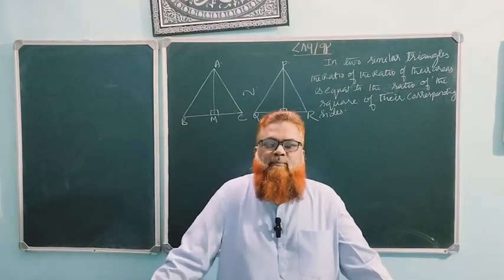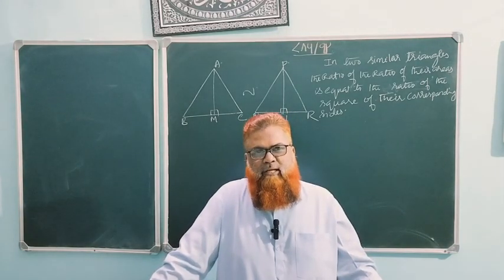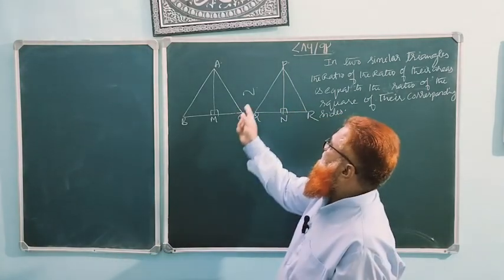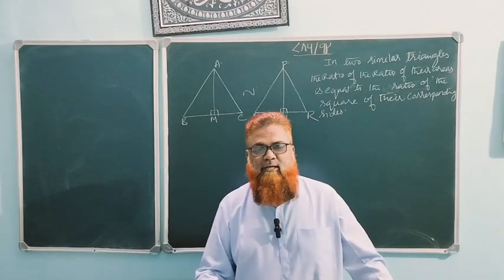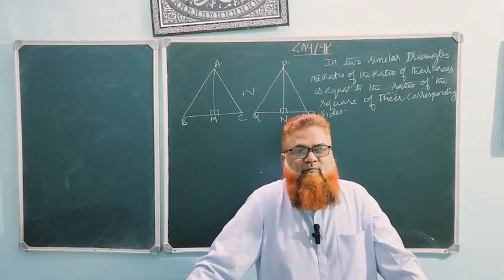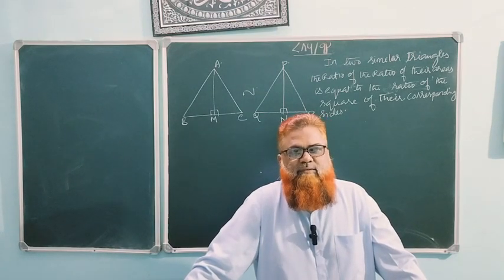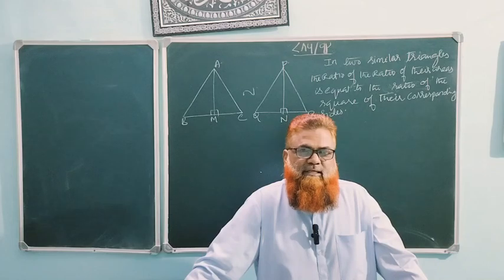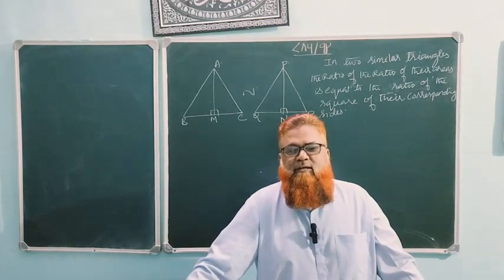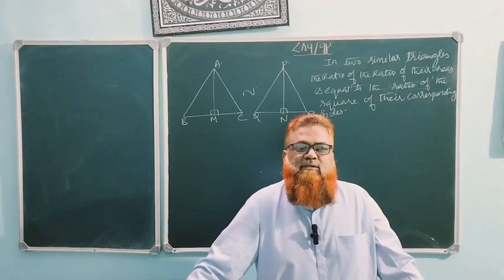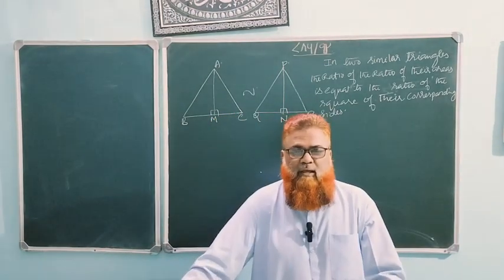Today I have appeared before you to discuss a new topic related to mathematics, and today's new topic is the theorems based on similar triangles. It is a theorem taken from the syllabus of 10th standard, and this is the second theorem. This theorem is based on similar triangles. The ratio of the areas of two similar triangles is equal to the ratio of the squares of the corresponding sides.